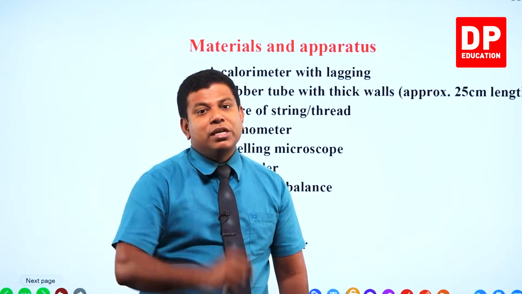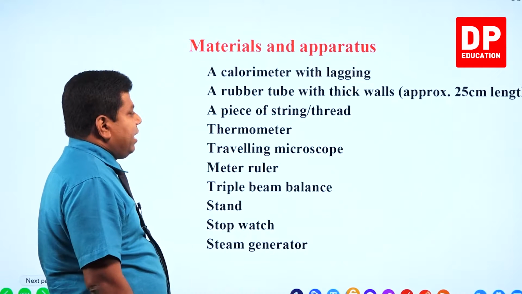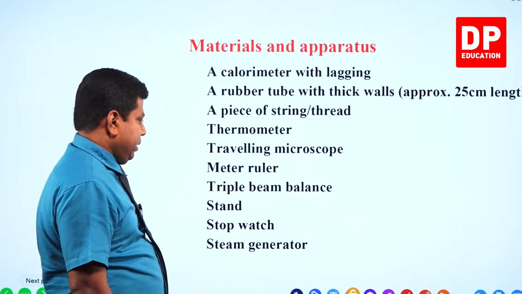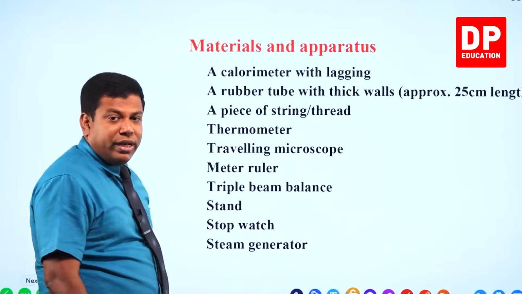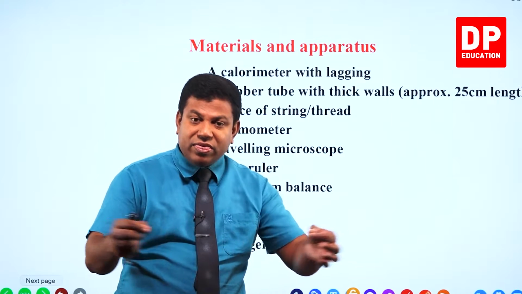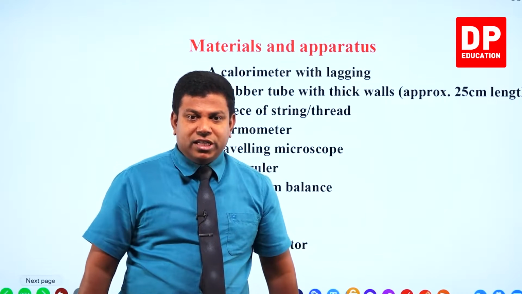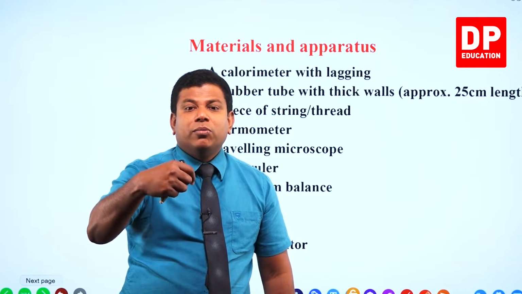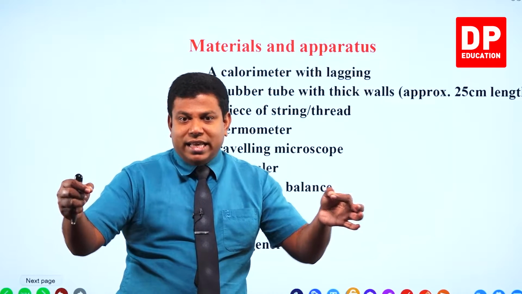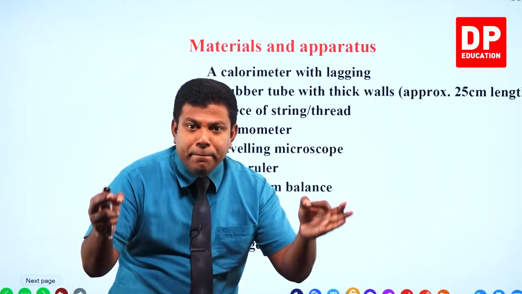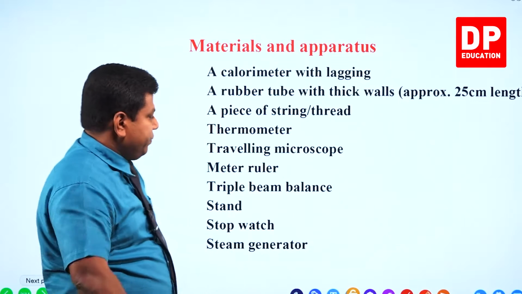As it is, we can measure the internal and external diameters. Meter ruler. Why do we need a meter ruler? To measure the length of that rubber tube. After we finish the experiment, what do we do? We remove the thread, extend it, take the meter ruler and measure the length of it.